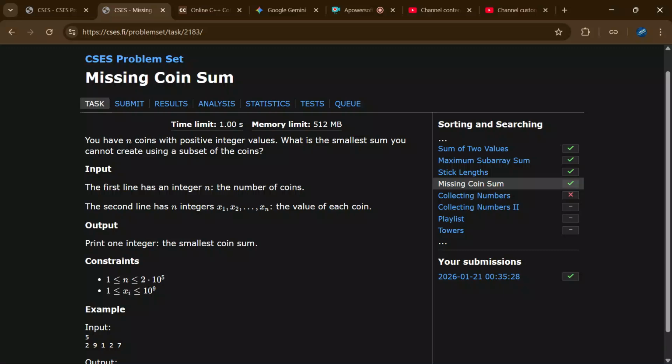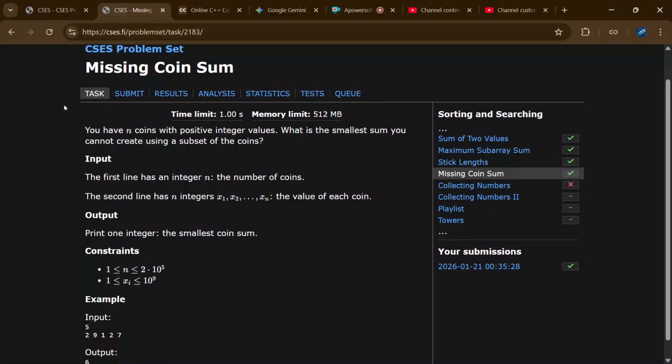Missing coin sum of the CSES problem set. So let's jump to the problem statement. We are given n coins with positive integer values. What is the smallest sum you cannot create using a subset of the coins?